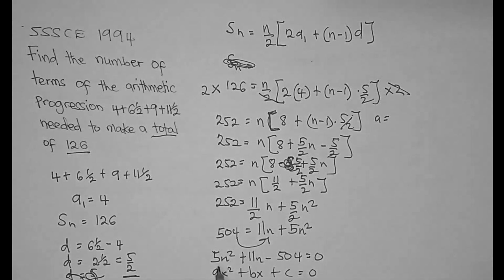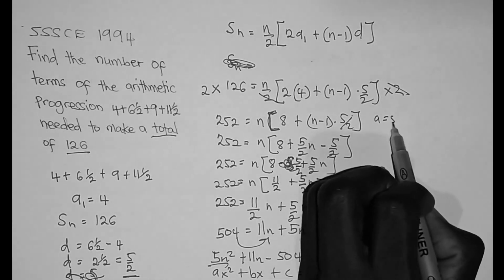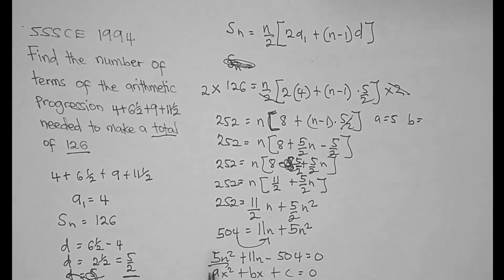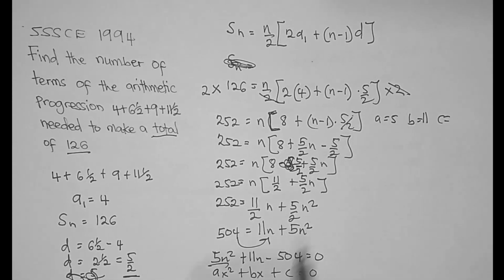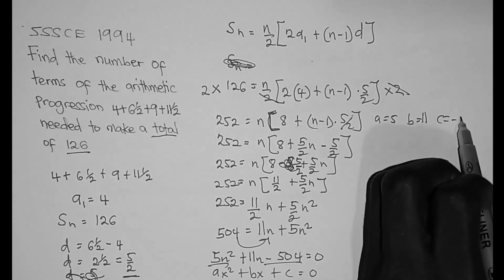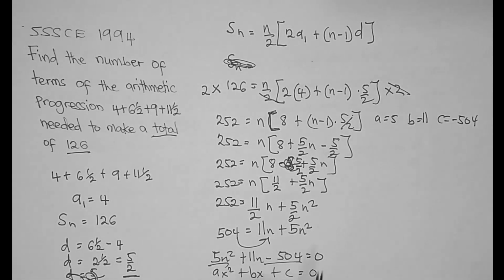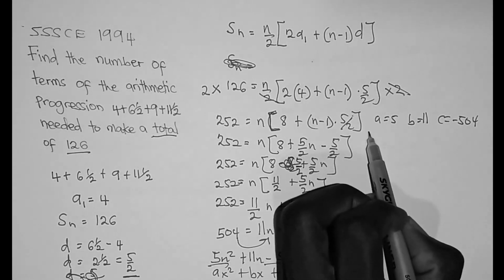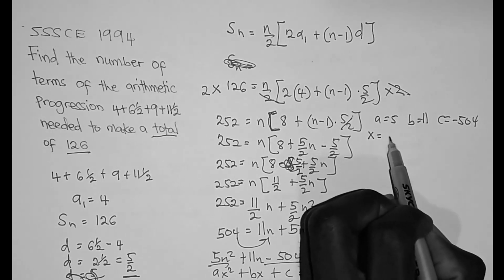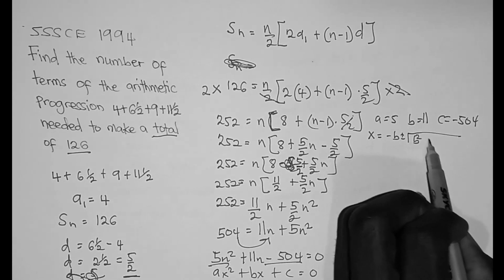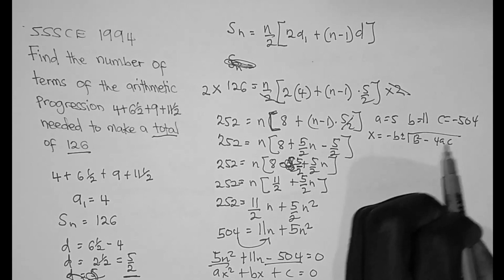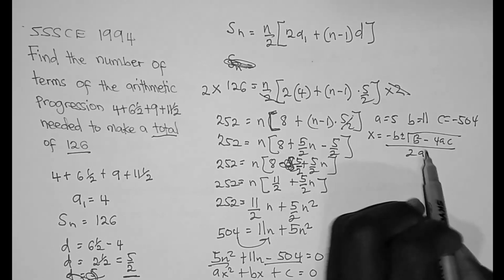A is equal to the coefficient of n squared, that's 5, and b is equal to the coefficient of n, and that's 11, and c is equal to this term, which is minus 504. So remember that by the quadratic formula, x is equal to minus b plus or minus the square root of b squared minus 4ac, all divided by 2a.